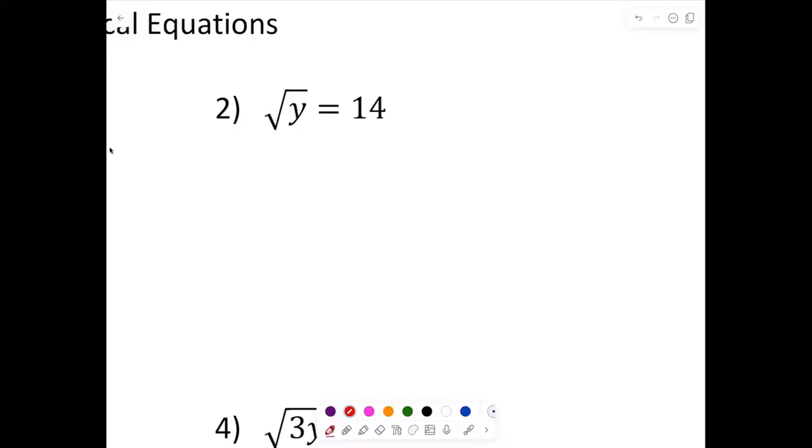The power to solve square roots. All right. Now, square root, there's an inverse operation to square root. Can anybody tell me what the inverse operation of a square root is? Probably a square. That is exactly correct.